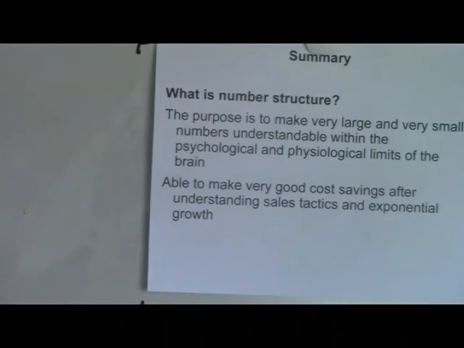Okay, so let's summarize what we've learned in just a couple statements. What is number structure? The purpose is to make very large and very small numbers understandable within the psychological and physiological limits of the brain. Being able to make very good cost savings after understanding sales tax and exponential growth is the benefit that we get from understanding number structure.